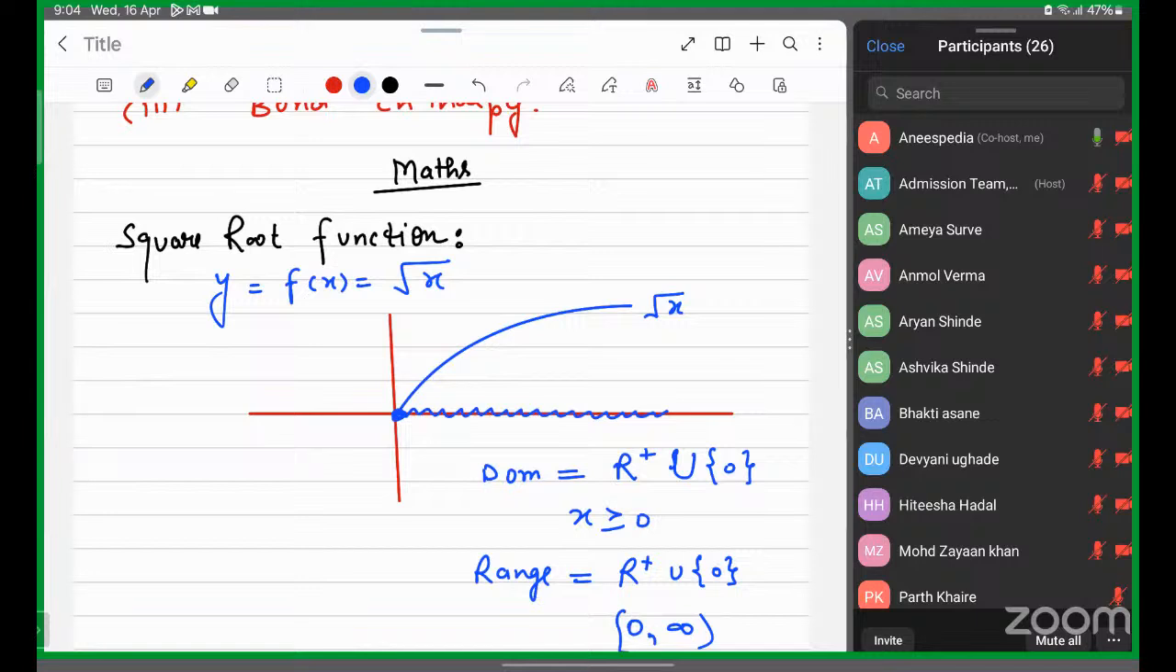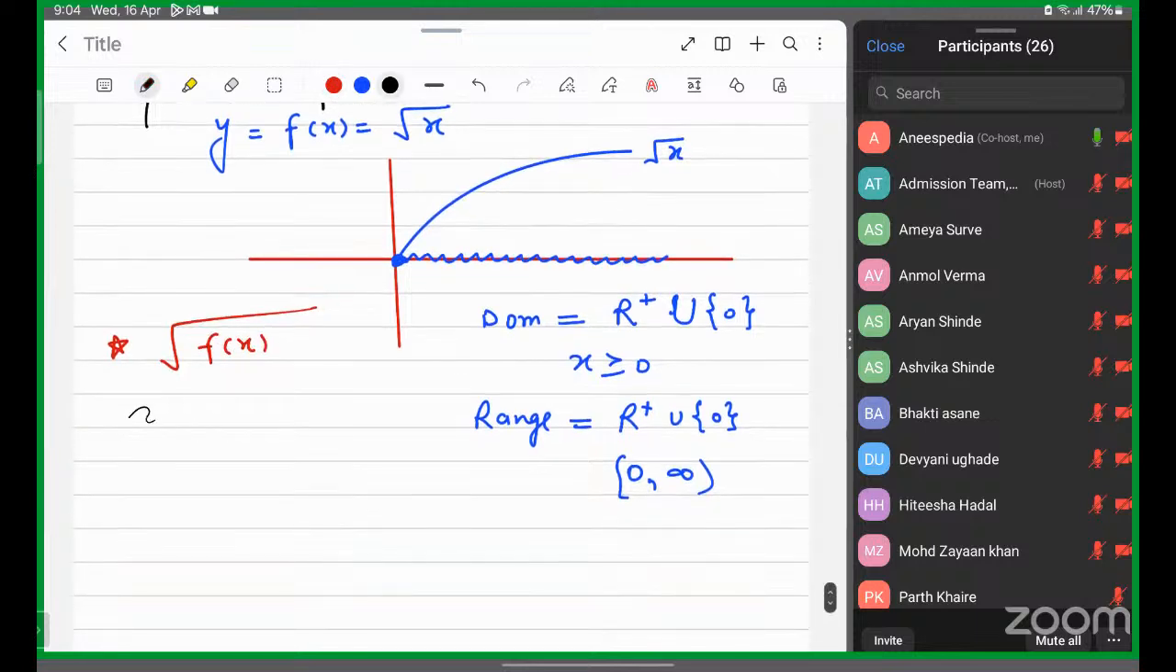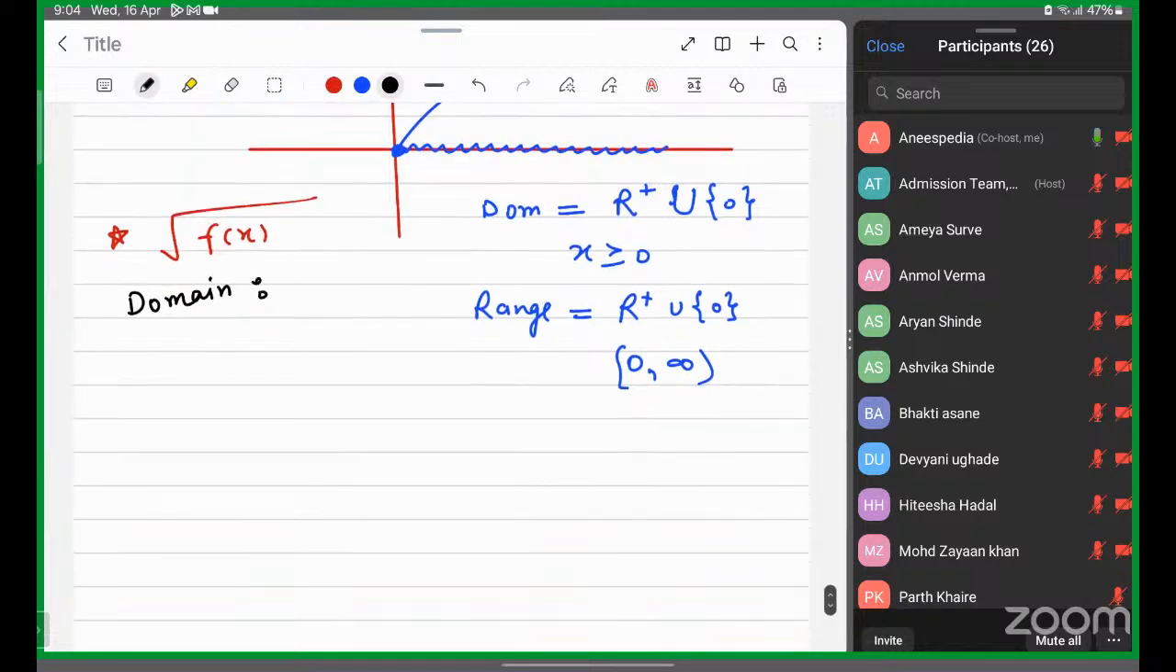Square root function is very important. There will be lots of questions on this concept. Remember, in square root, you cannot have negative input. This graph states that in square root, you can have only positive input. So if I have something like square root of f of x and I want to know its domain, its domain can be calculated by the condition f of x has to be greater than equals to 0.